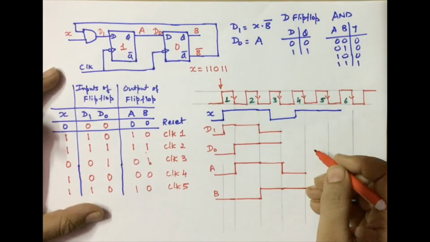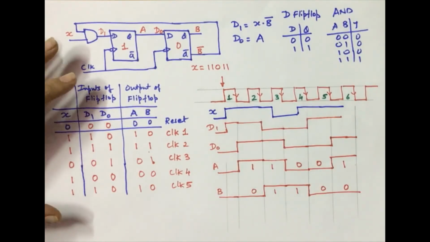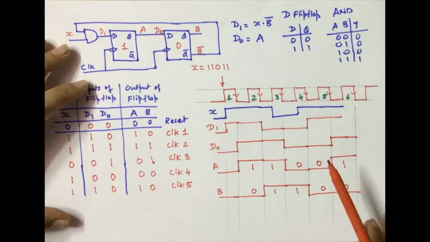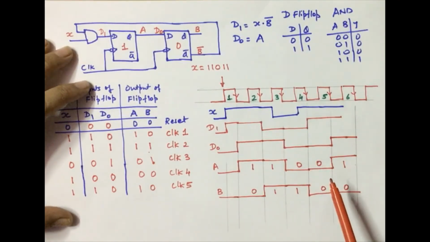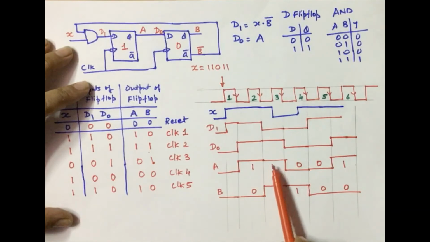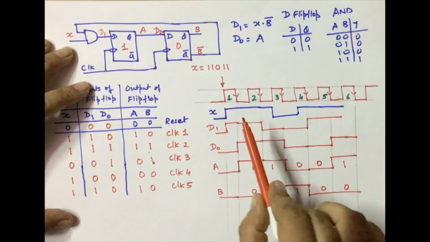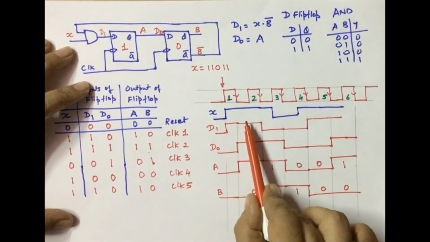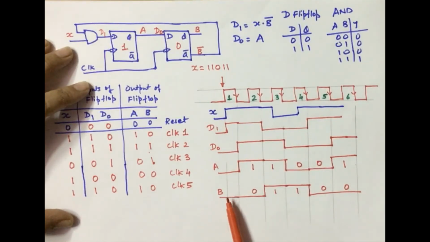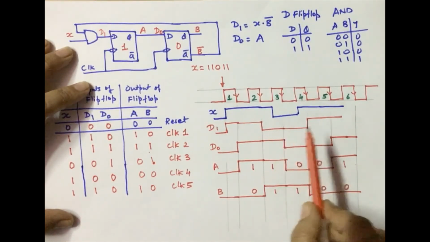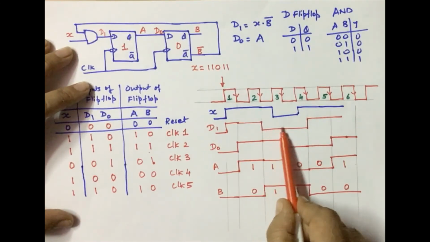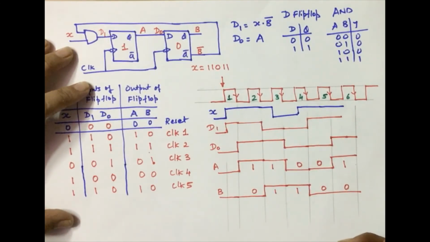Similarly, we can proceed further. So you can observe we have completed this waveform. A is 1, 1, 0, 0, 1 for 5 different clock cycles. B is 0, 1, 1, 0, 0 for 5 different clock cycles. Depending on the state of B, D1 will immediately change. So if B is 1, then during that cycle, D1 will always remain 0.